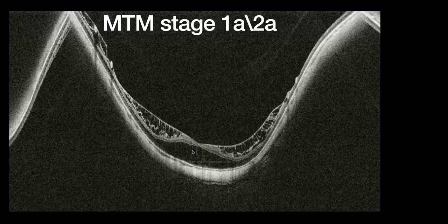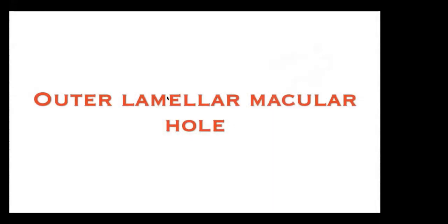This is a combination of schisis in the inner and outer layer, but the fovea is intact. So you see an evolution because the staging system is dynamic. This is an evolving disease. You can see stages in between. So this is between stage 1A and 2A. And again, here the macula is totally detached, but the fovea is intact. So this is stage 4A.